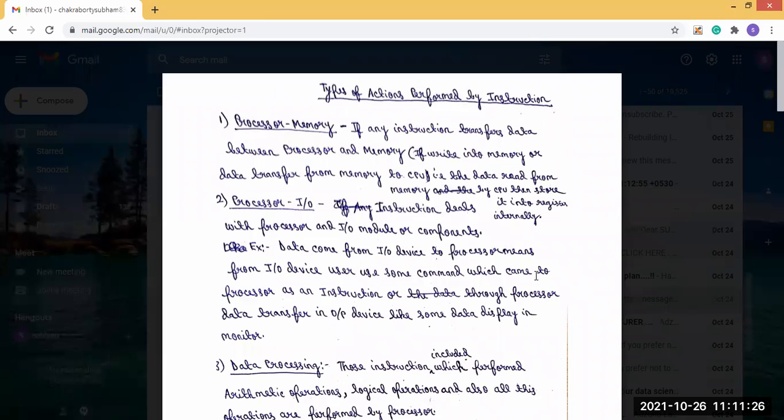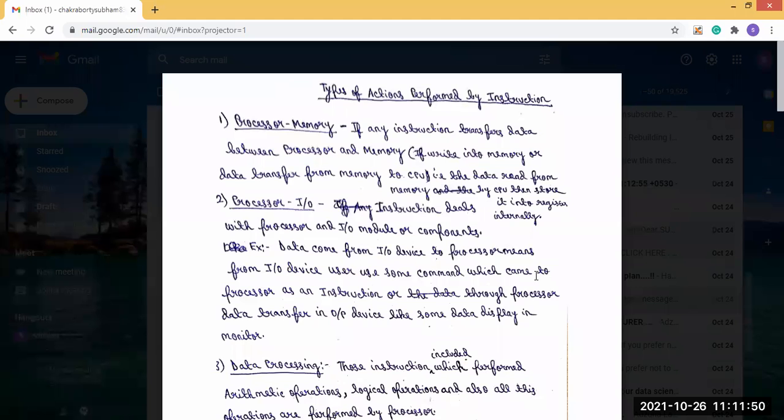So this is the example from processor to input output device and input output device to the processor. That is when we are writing some commands and want to execute. That means this command is going as an instruction to the processor. This is the example from input output device to the processor.